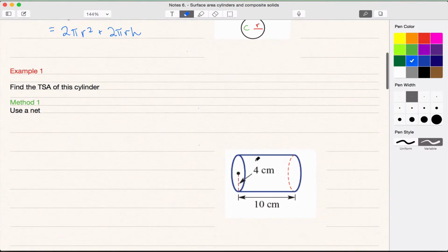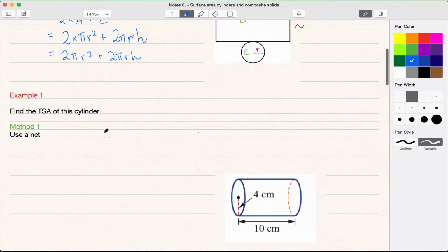For our first example, it says find the total surface area of this cylinder here. You might like to pause and have a go at doing this yourself, otherwise you can continue watching. Okay, again I'm going to offer you two different methods. The first one here is to use a net.